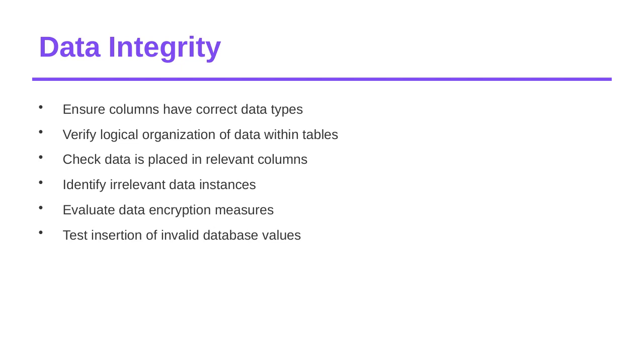At the same time, we should identify any irrelevant or unexpected data that doesn't belong, as this can indicate problems with data entry or system bugs. Evaluating data encryption measures ensures sensitive information is protected, which is vital for security and compliance. Finally, testing the database's response to invalid data inputs helps us confirm that the system handles errors gracefully without corrupting data or crashing. Together, these checks help maintain accurate, trustworthy data and keep the database operating smoothly.